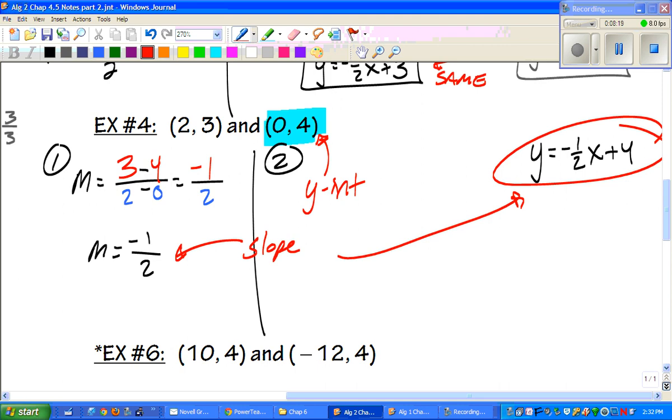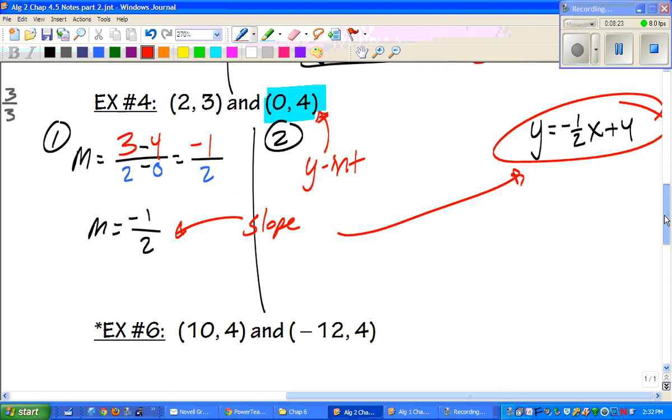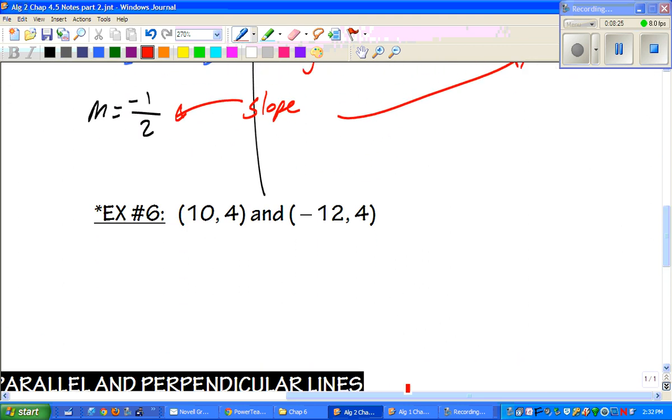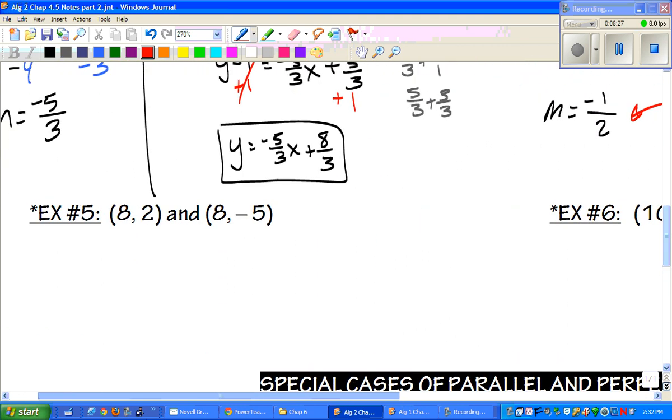Now, you can use the formula, which is fine. You're just creating more work for yourself. So you can do whichever one you want to. I chose to do the easier one.